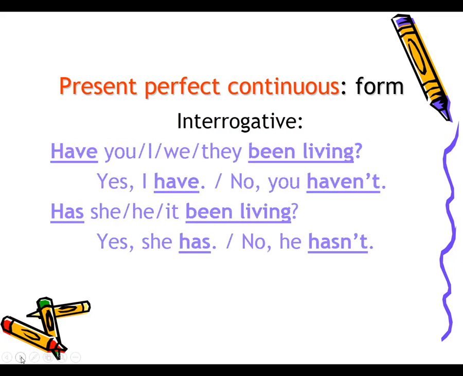Now, in order to make it interrogative, have or has will go in the beginning, but been will come after the subject. Been will come with the verb. Have you, I, we, they, or any plural subject been plus the first form of verb with ing. Yes, I have. No, I haven't. Has she, he, it been living? Again, with the singulars, with he, she, it, has will be used, but been will be joined with the first form of verb with ing form.